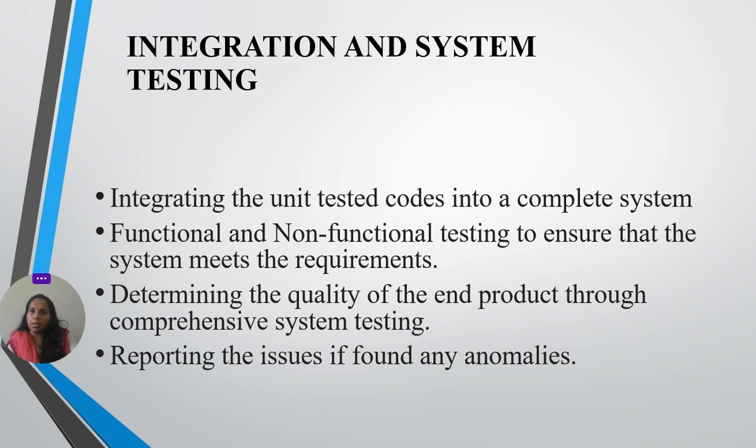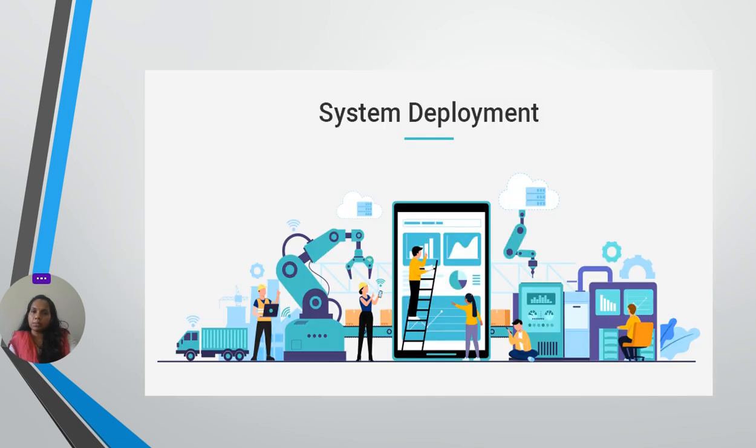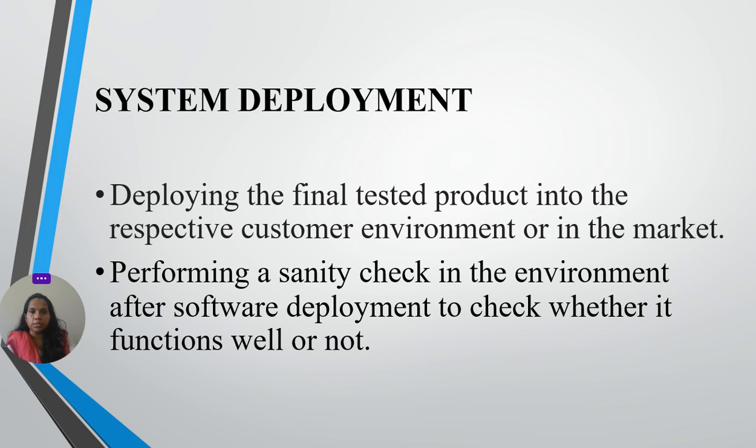System testing. Integration and system testing. Integrating the unit-tested code into a complete system. Functional and non-functional testing to ensure that the system meets the requirements, determining the quality of the end product through comprehensive system testing, and reporting and analyzing any issues found. System deployment. Deploying the final tested product into the respective customer environment or in the market. Performing a sanity check in the environment after software deployment to check whether it functions well or not.